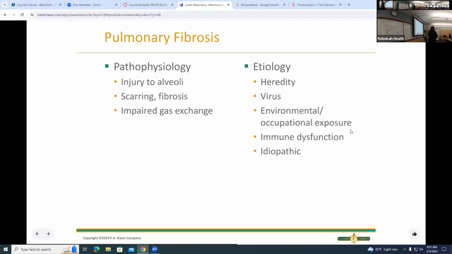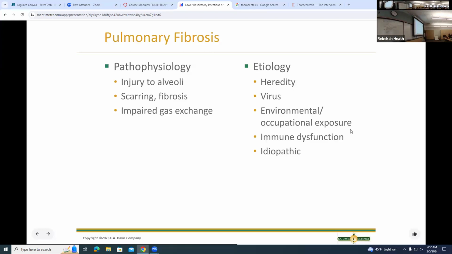It usually happens because sometimes people have a hereditary, like it's a genetic thing, they're more prone to it. Sometimes a virus or some sort of occupational chemical exposure can cause that scarring. Sometimes you can have immune dysfunction.